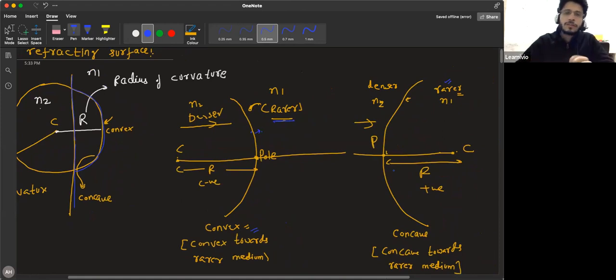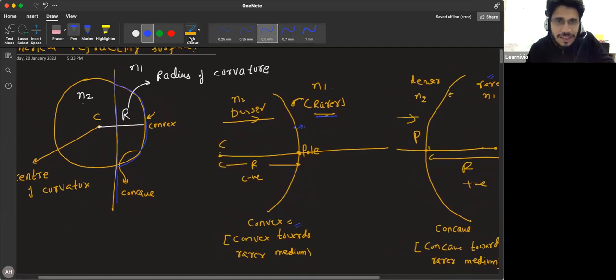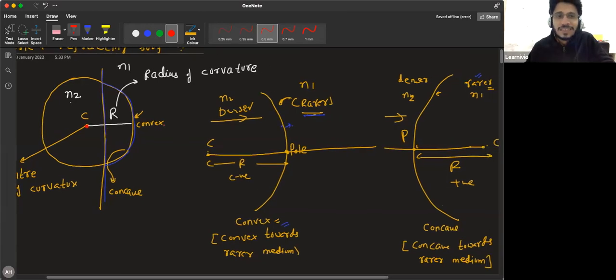For spherical refracting surfaces, we use a few terms. One is the center of curvature. What does center of curvature mean? The center of curvature is the center of the sphere of which the surface is a part. You cut this surface from a sphere, and the center of that sphere is the center of curvature. The radius of that sphere is the radius of curvature. The center of this spherical refracting surface is known as the pole. The separation between the center of curvature and the pole is the radius of curvature.